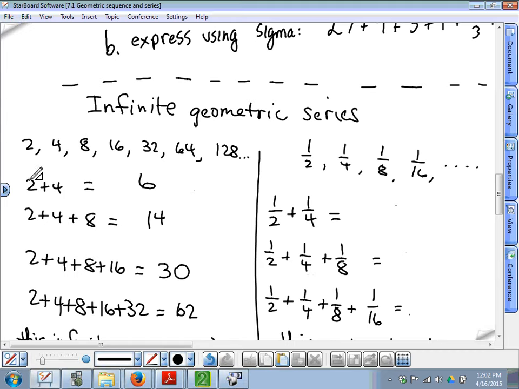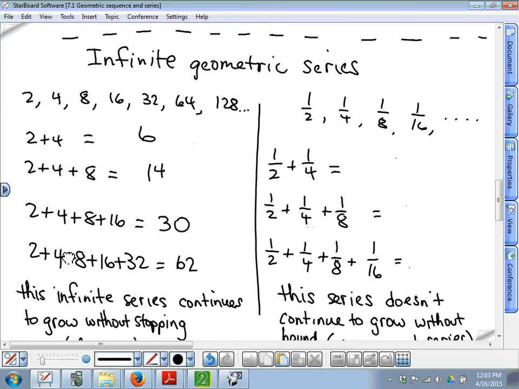If we just started adding parts of the sequence, like 2 plus 4, or 2 plus 4 plus 8. Matter of fact, you don't even need to write this down, just so we can save time. Just watch this. 2 plus 4 plus 8 is 14. 2 plus 4 plus 8 plus 16 is 30. 2 plus 4 plus 8 plus 16 plus 32 is 62. The point I'm trying to make is, as I continue to add more numbers onto this sequence, what happens to the total? It gets bigger at a faster rate, right? So the sum is increasing.